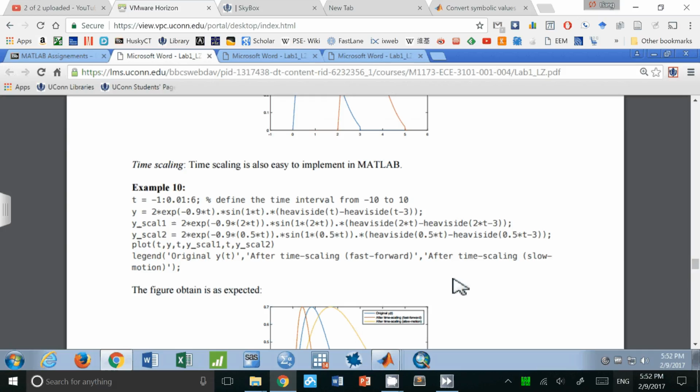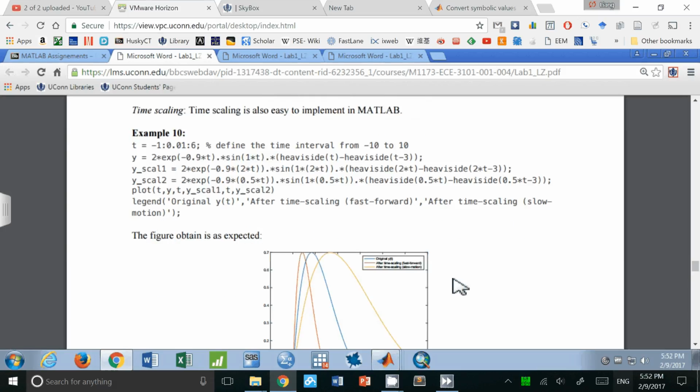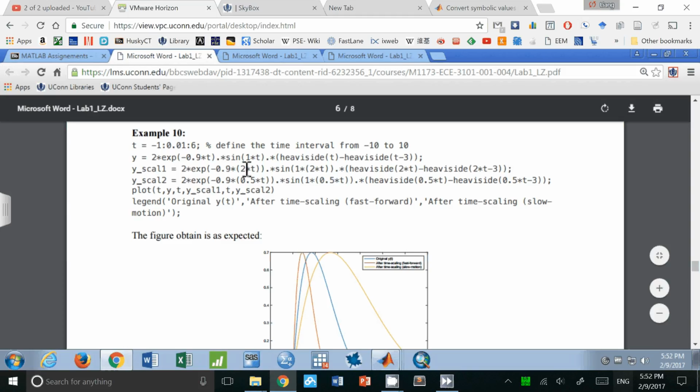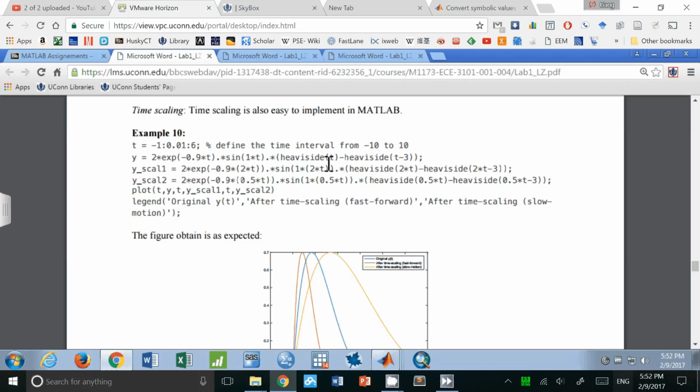Finally will be the time scaling. We're doing fast forward and slow motion. This is the example again. Feel free to copy and paste. Now again, you have Heaviside involved here, here and also in this line. Remember to add double conversion as we discussed in the previous examples.